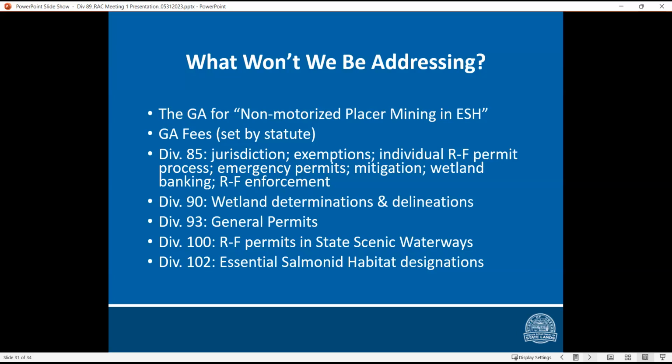While I will talk to you a bit more about the fees, what we cannot do is change the fee structure because right now it is set by statute.